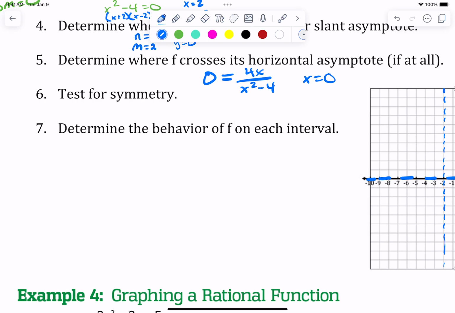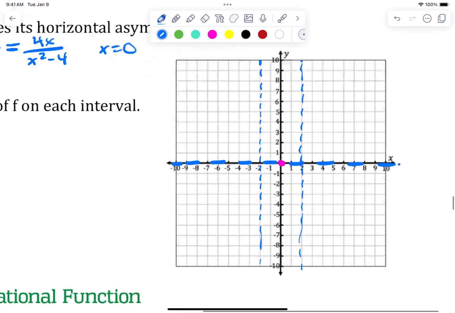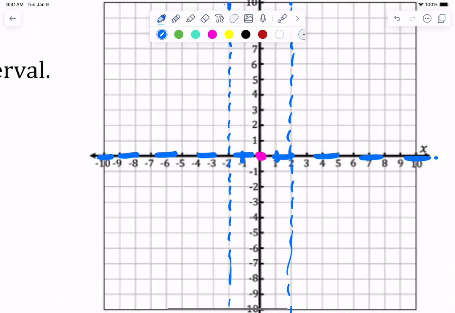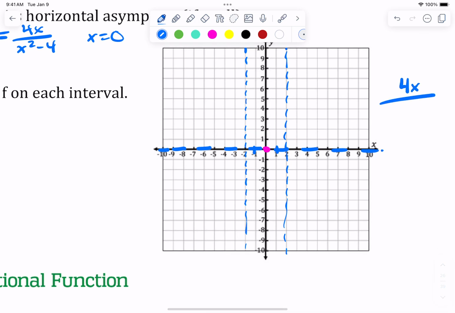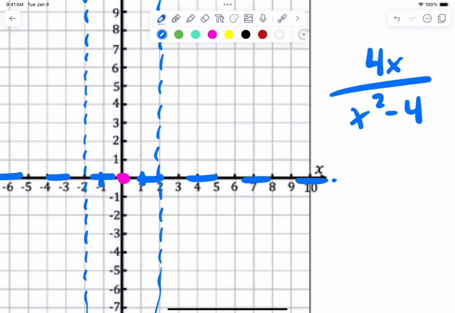Test for symmetry. I don't really want to do that. Determine the behavior of F on each interval. I don't really want to do that either. Let's plug in some points. Let's plug in 1 and negative 1, just to see. I'm going to put my graph over here: 4x over x squared minus 4. I'm going to plug in positive 1.